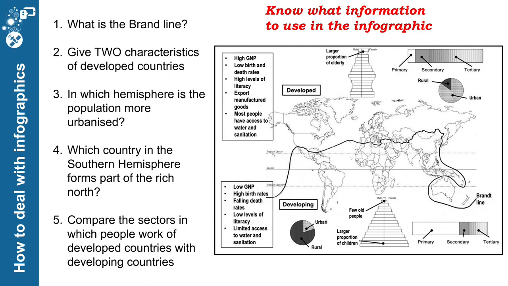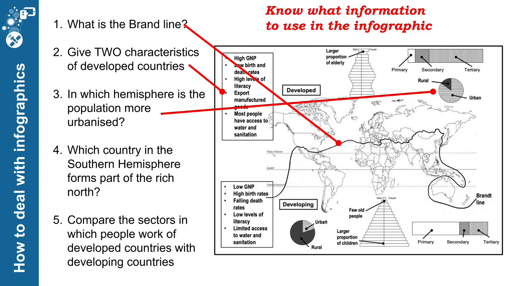There are the questions. The first question is, what is the Brandt line? That's something you must know. You can't get that from the infographic. So you know that the Brandt line is the line that divides the rich north and the poor south. 2 characteristics of developed countries. There we get it from the text. Answers in the text there.